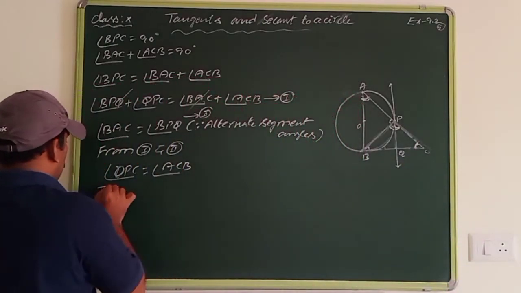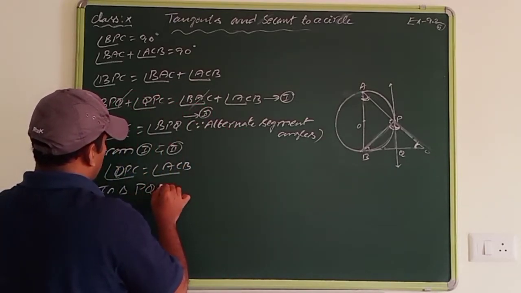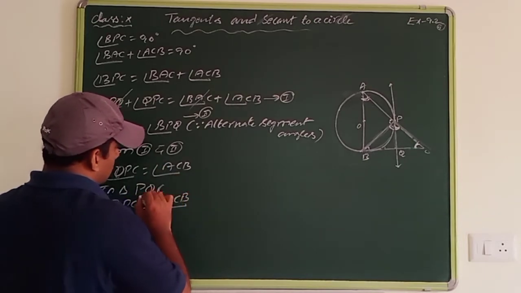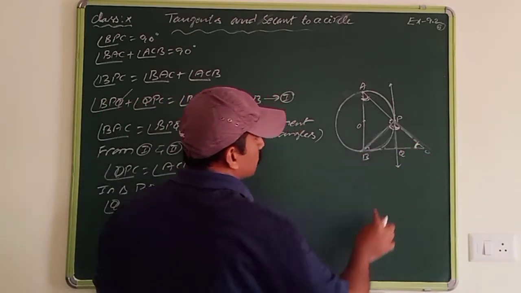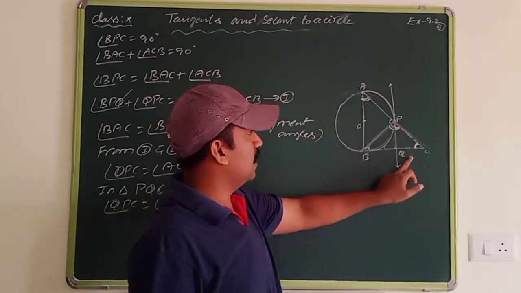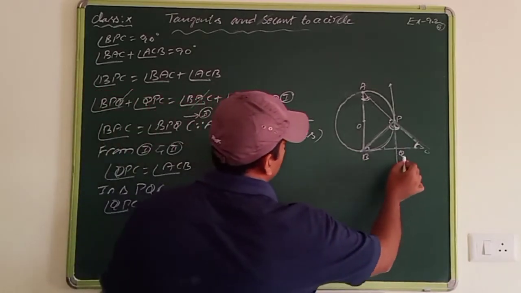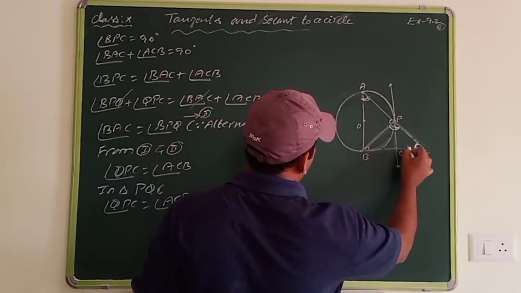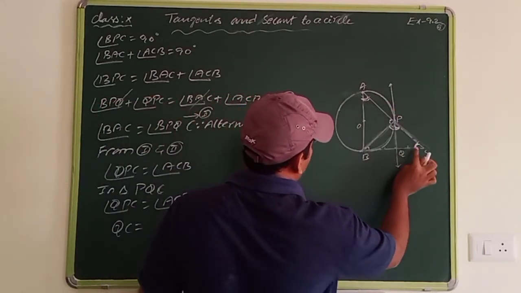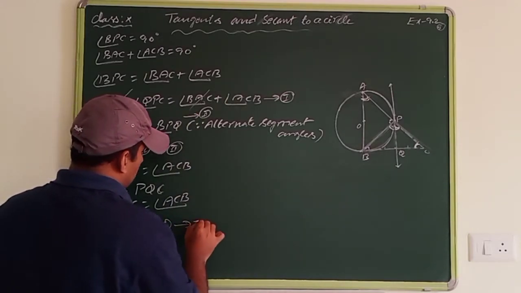Okay. Now take triangle PQC. We proved angle QPC equals angle ACB. When two angles in a triangle are equal, it is an isosceles triangle, and the opposite sides are equal. Which is that? The side opposite QPC is QC. So we write here QC equal to PQ, the side opposite angle ACB. This is condition number 3.